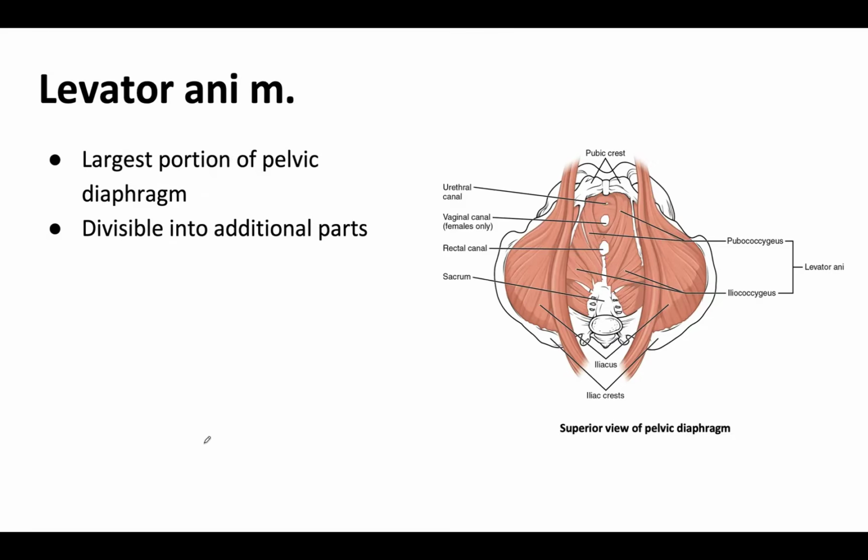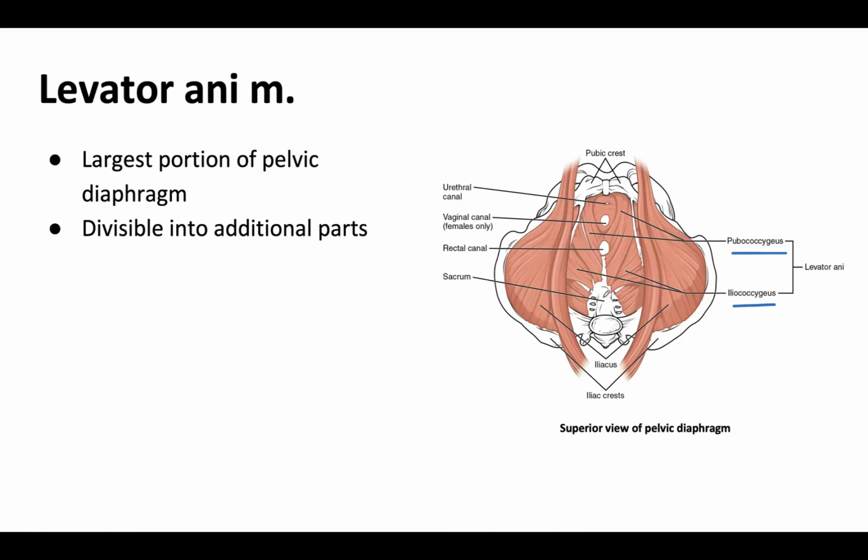We will start with the levator ani muscle as this is the largest and most important component of the pelvic diaphragm. It consists of different parts that are named after their attachments. Some are visible on this image on the right, like the iliococcygeus or the pubococcygeus. You're not responsible for these subdivision names, but I did want to make you aware that oftentimes these portions of the levator ani are called their own muscle.